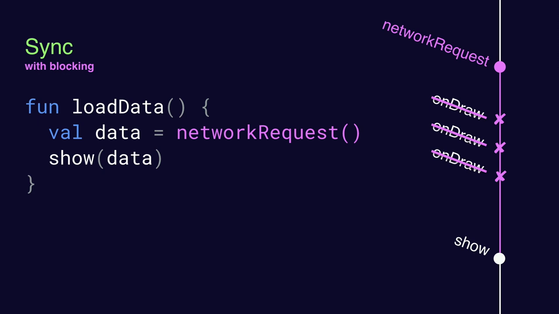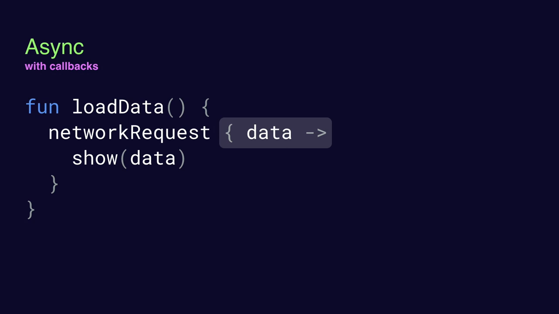I want to pause for a second and say there's nothing particularly wrong with blocking network request style programming. Lots of backend developers do this, but on Android this isn't what we want to do. So to solve that, we can introduce async programming.